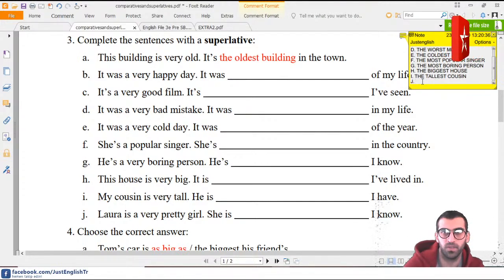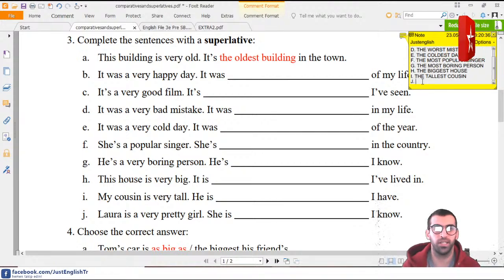And let's continue with J. Laura is a very pretty girl. She is blah blah blah. Yes, a person I have, but we have cousin Azme. We can also use cousin, okay? Person can be anyone. Person can be your wife, your sister, your brother, your husband. But cousin, we should write cousin. He is the tallest cousin I have.